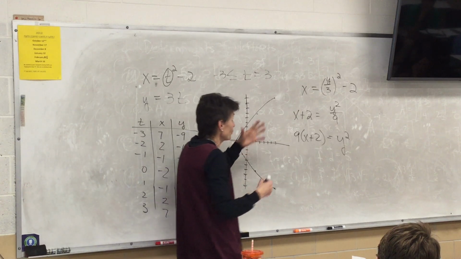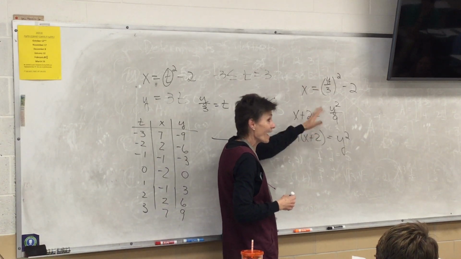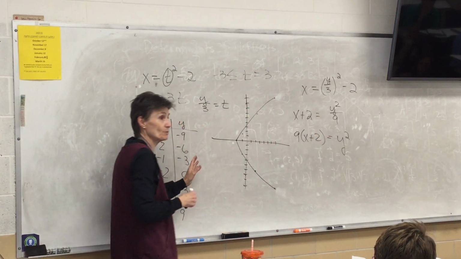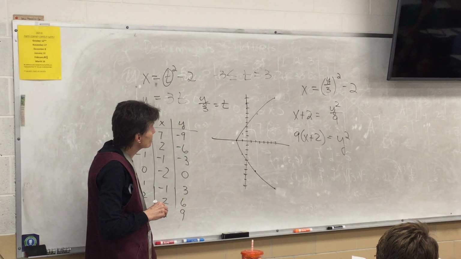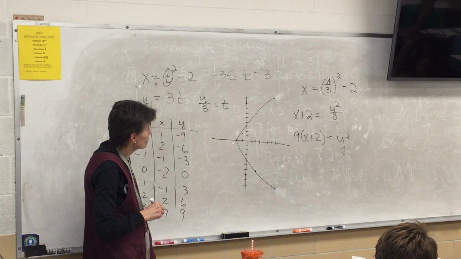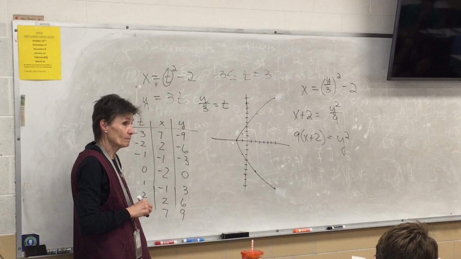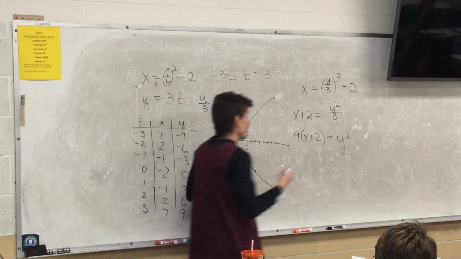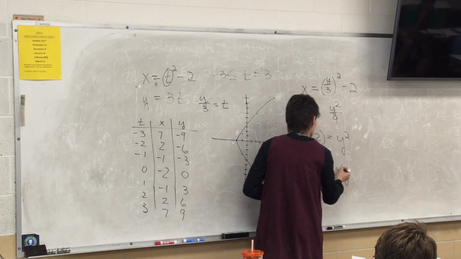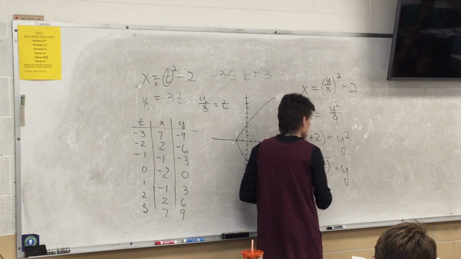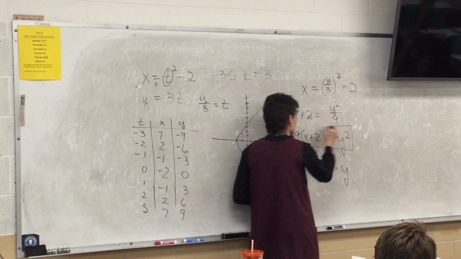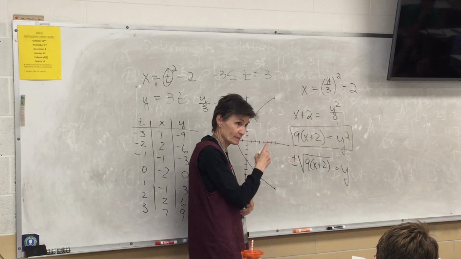So if you're comfortable doing that, you can absolutely do that. Now, why wouldn't you square root y squared and then square root 9 times x plus 2? You mean to get y by itself? Yeah. Well, you can, but remember when you do that, it's going to be plus or minus. Okay. And for most of us, it's easier to recognize what curve we're dealing with when it looks like that.